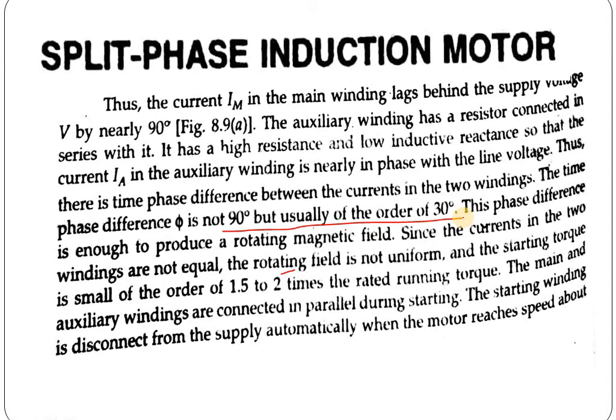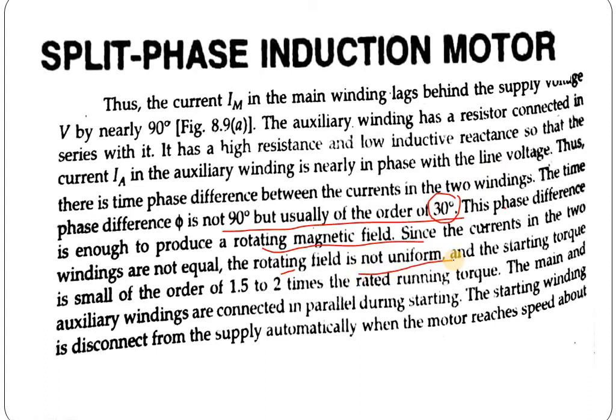This 30 degree phase difference is sufficient to create the rotating magnetic field, because we have two currents with two different phases, and with a minimum of two phases, it can create the rotational field. So it is sufficient to give the motion so that it can start. Since the currents in the two windings are not equal, the rotating field will not be uniform. In this case, as these currents are not equal, the field which is created is definitely rotating in nature, but it will not be uniform.